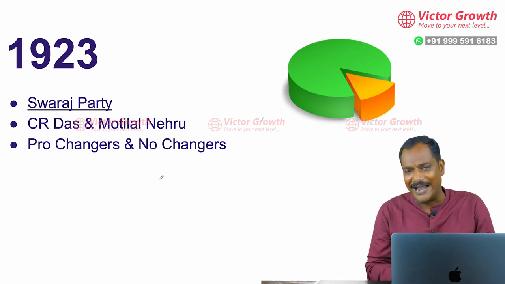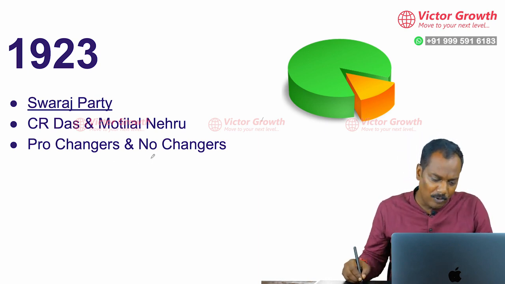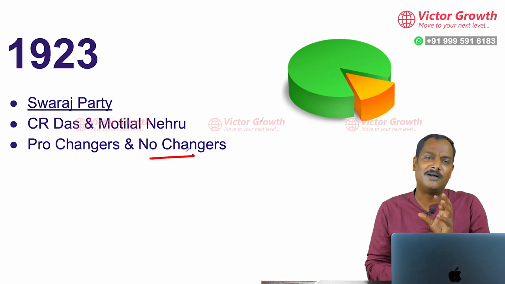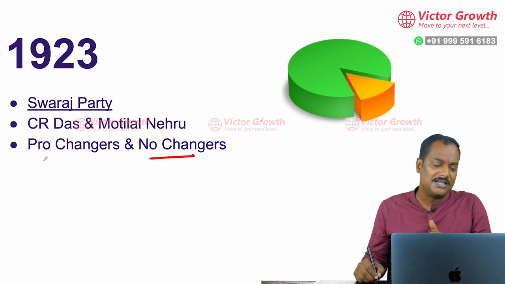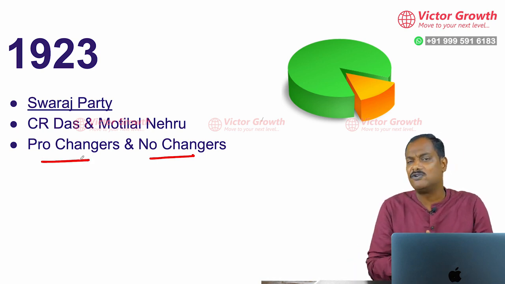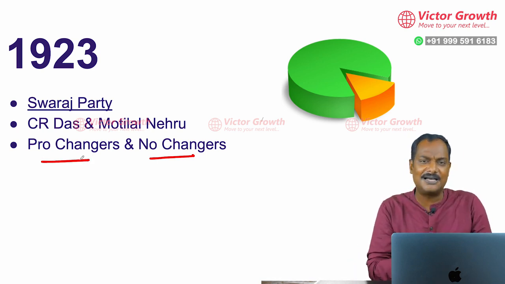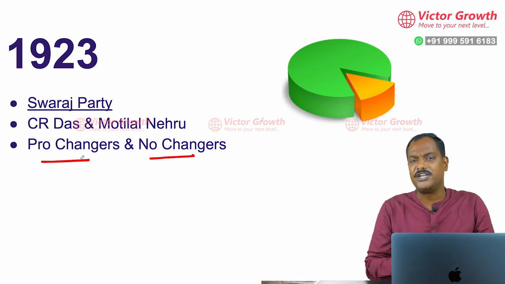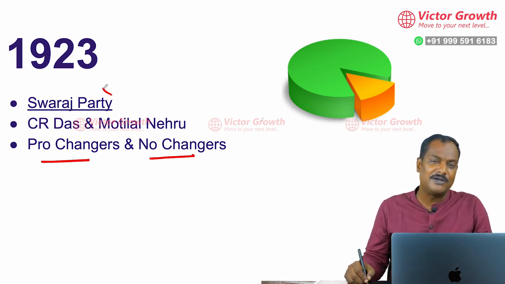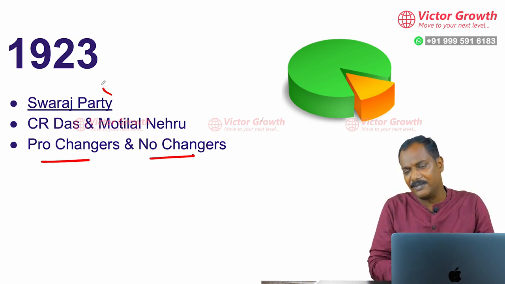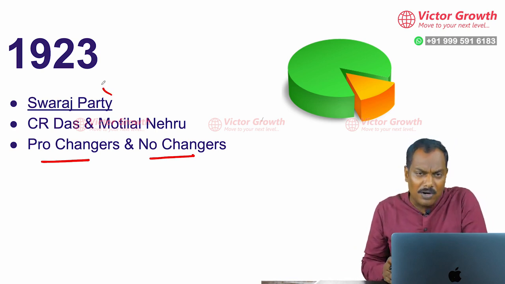But many people were against this. The people who were against attending the election are known as no-changers. The people who wanted to attend the elections were known as pro-changers. So C.R. Das and Motilal Nehru were pro-changers. Gandhi himself is a no-changer, he doesn't want it. But at the same time, some people want to contest the election and some people don't.